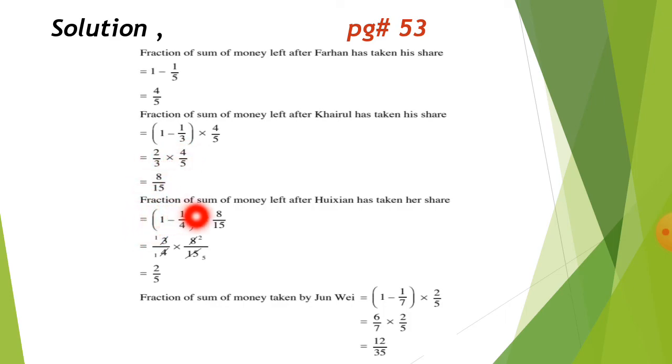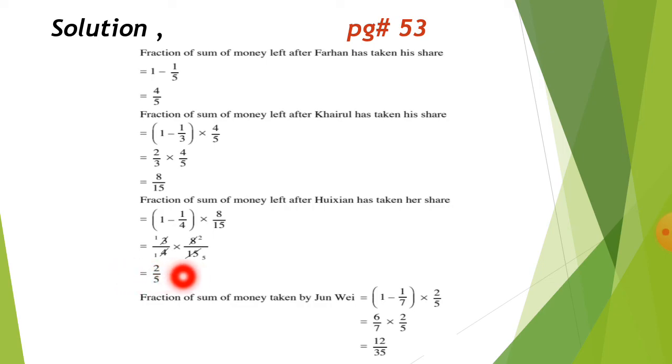Next is fraction of the sum of the money left after Hussein has taken his share: 1 minus 1 over 4 into 8 over 15. This is the share of Harul we have taken for Hussein. So we are going to take the LCM of these. It will be 3 over 4 into 8 over 15. We are going to cancel these numbers. 3 ones are 3, 3 fives are 15. 4 ones are 4, 4 twos are 8. There will be 2 over 5.